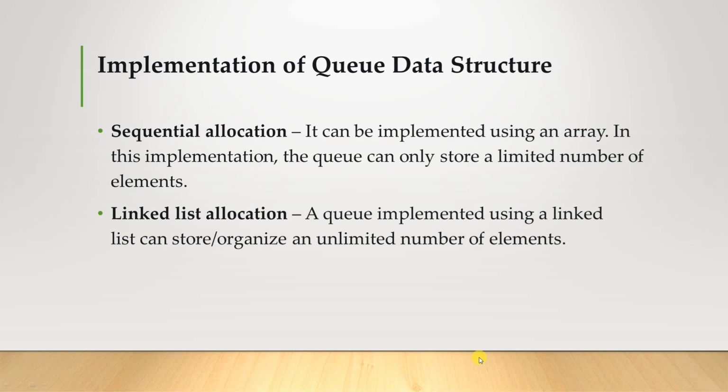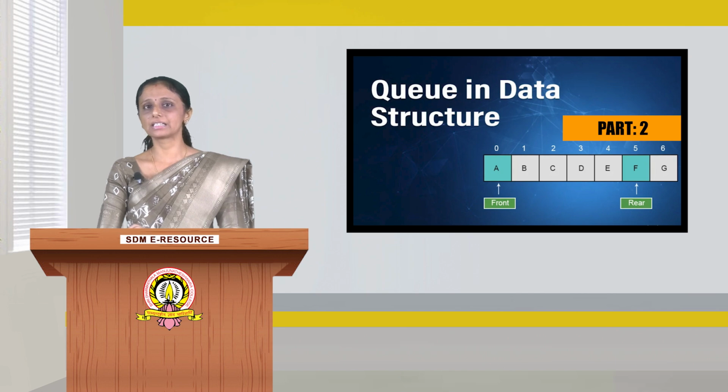Another type of implementation is linked list allocation. A queue implemented using a linked list can store or organize an unlimited number of elements. So these are the two implementation procedures for a queue data structure. Today I am going to explain how a queue is implemented using arrays. So let us see the implementation using an array.